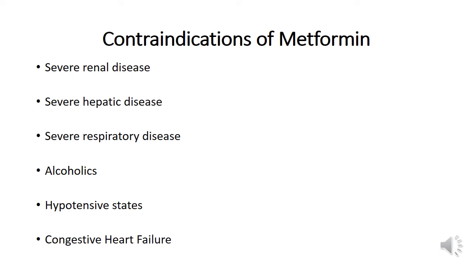The contraindications of metformin are this given list because in all these conditions there can be increased chances of lactic acidosis: severe renal insufficiency, severe liver diseases, severe respiratory diseases, alcoholics, hypoxic states, and congestive heart failure. These are the conditions where the chances of lactic acidosis increase a lot. Hence, metformin should be avoided in these situations.